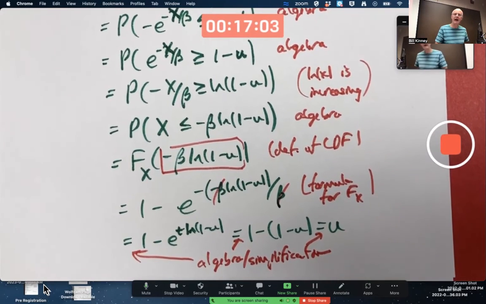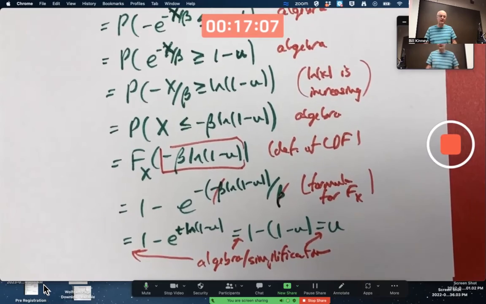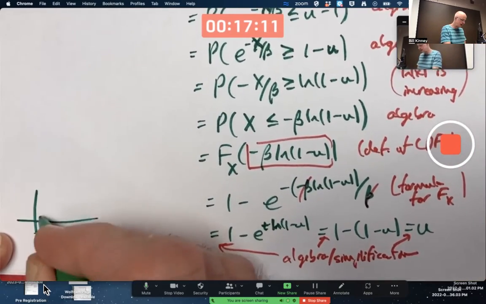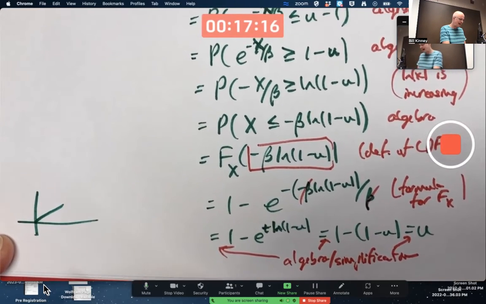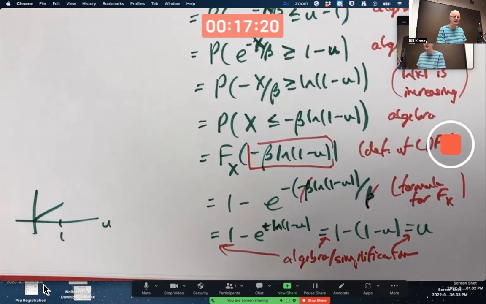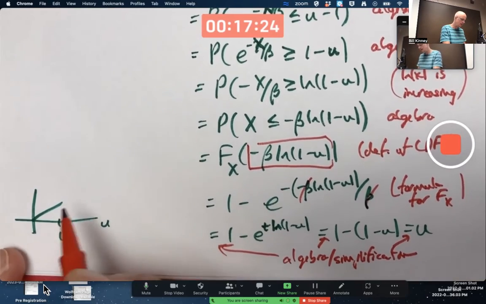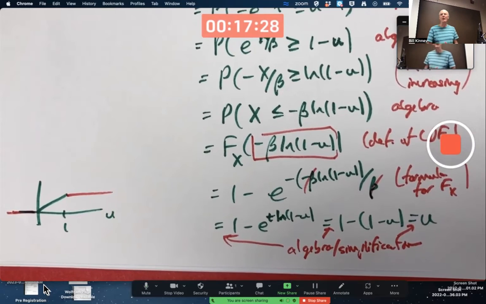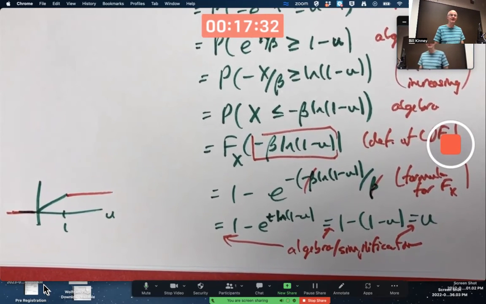The CDF for capital U is a linear function of U with a slope of 1 going through the origin. Its graph looks like this, a straight line, slope of 1. I guess only when U is between 0 and 1, though. Technically, as always, it would be 1 over here and 0 over here. And why did I call it U? Because it's got a uniform distribution.